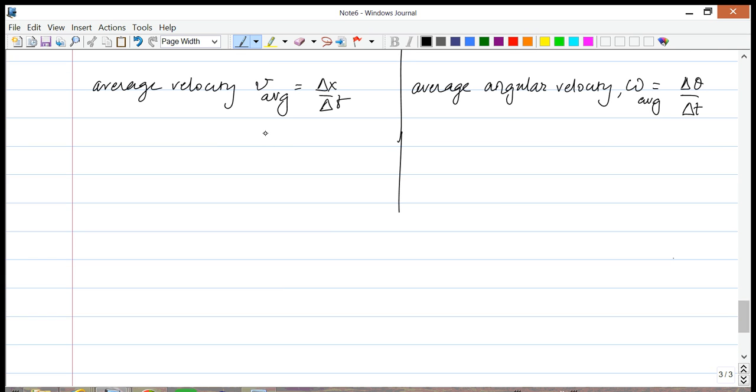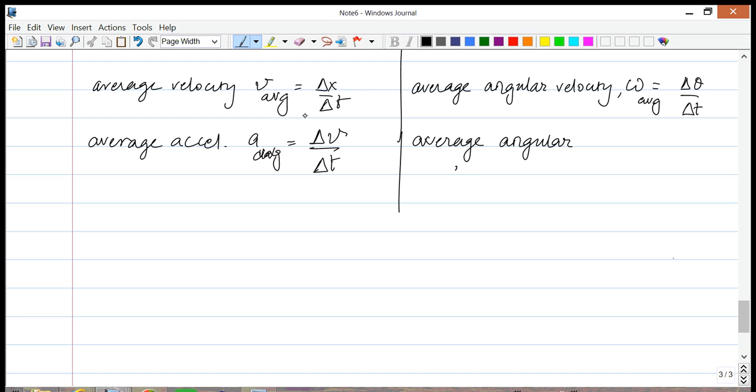Now once we have this, we can also define average acceleration, which is a average, and this is equal to delta v over delta t. And here we will define a corresponding average angular acceleration denoted by the symbol alpha, and this will be equal to delta omega over delta t.